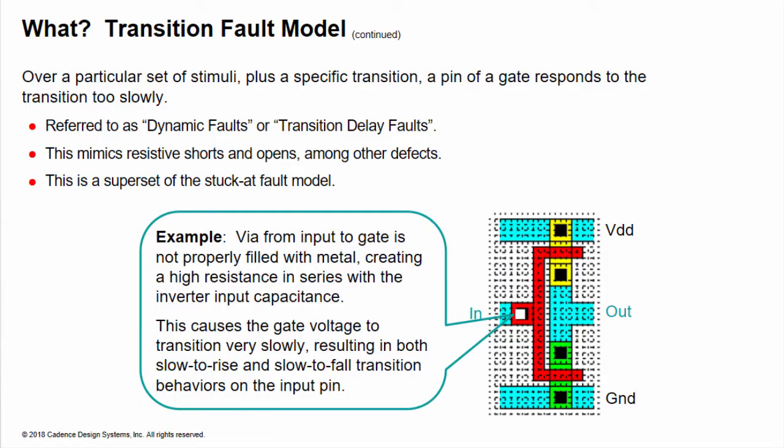Note that this exact problem is why most modern technologies use redundant vias. These defects passed stuck-at tests but failed transition fault tests. Diagnosis and failure analysis revealed the root cause, and the mask generation software was changed to create redundant vias. This is an example of using test results to help refine the technologies and the manufacturing process.